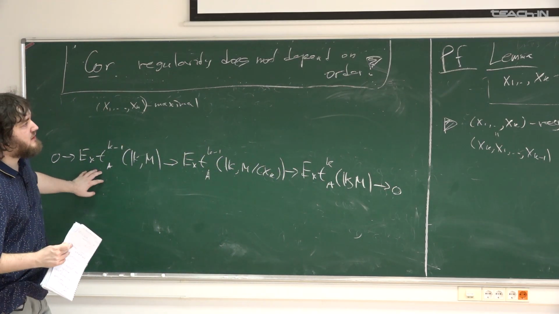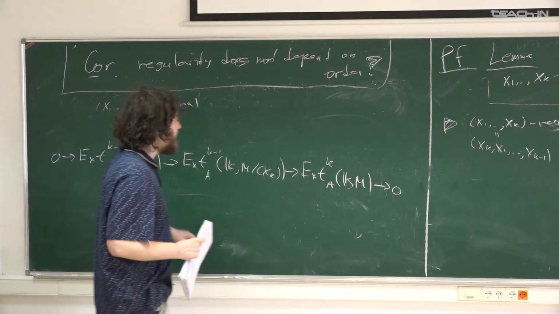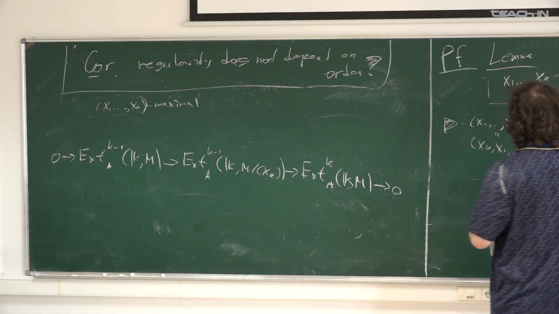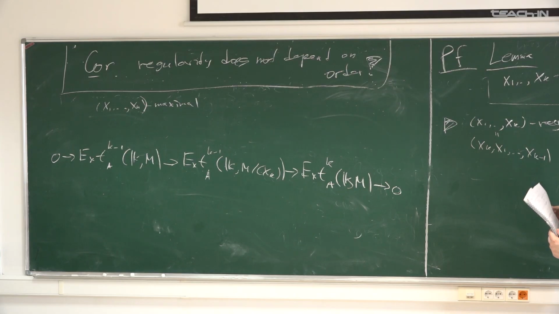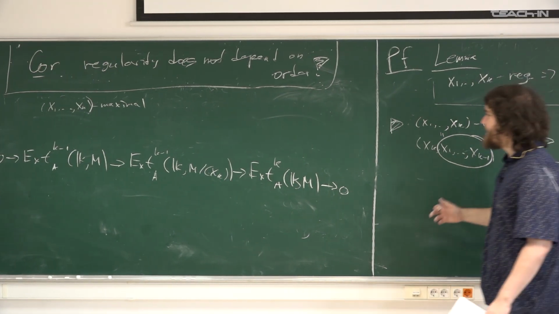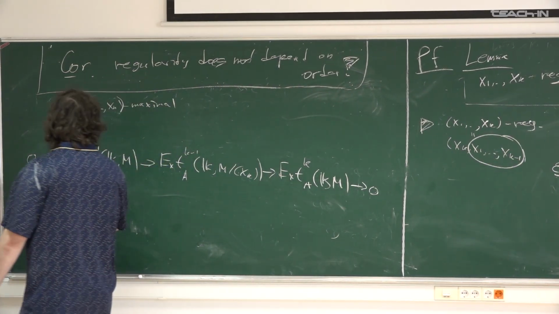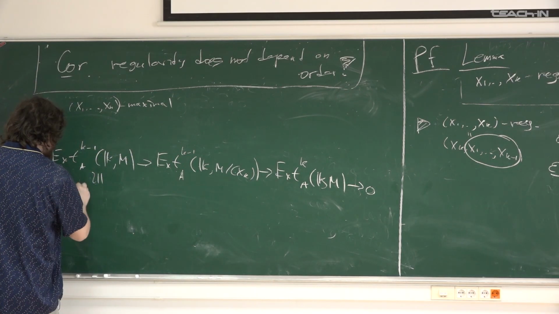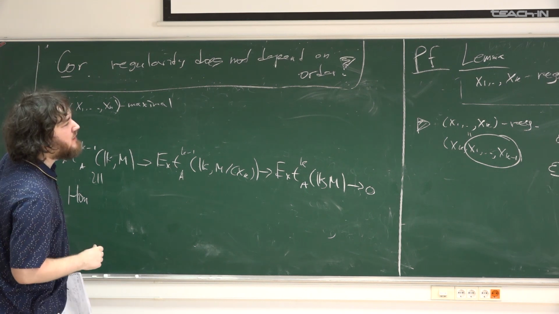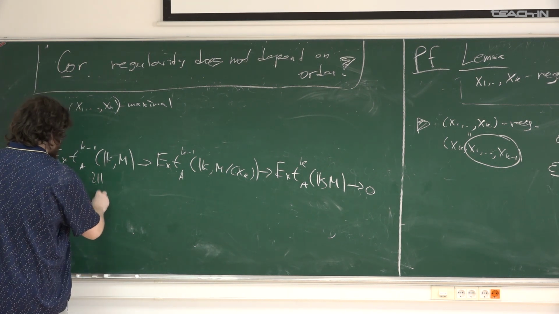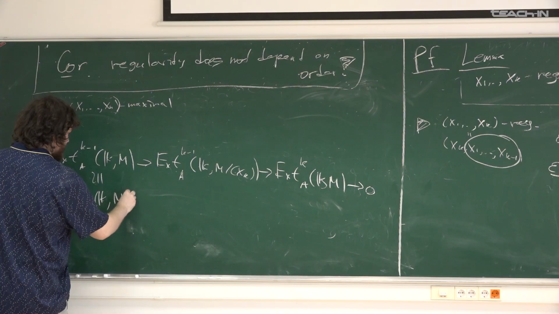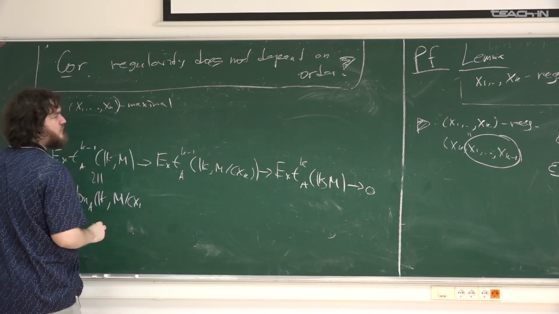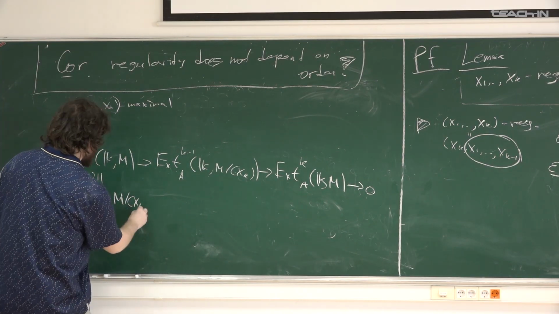But here I have induction, because I have this regular sequence in M. So by induction, I have that this thing is isomorphic to Hom from k to M modulo xk, modulo x1, ..., x_{k-1}.